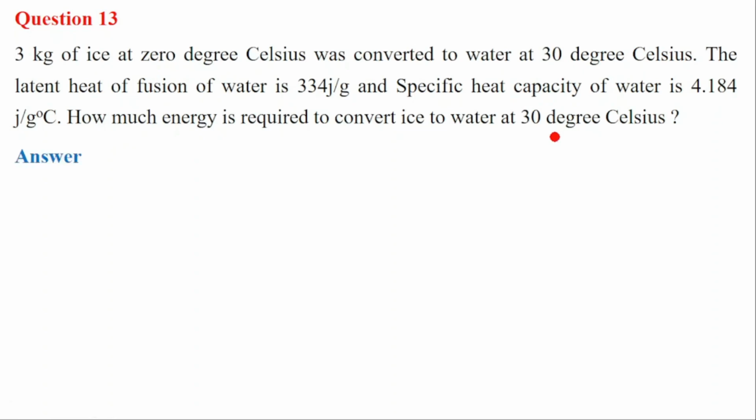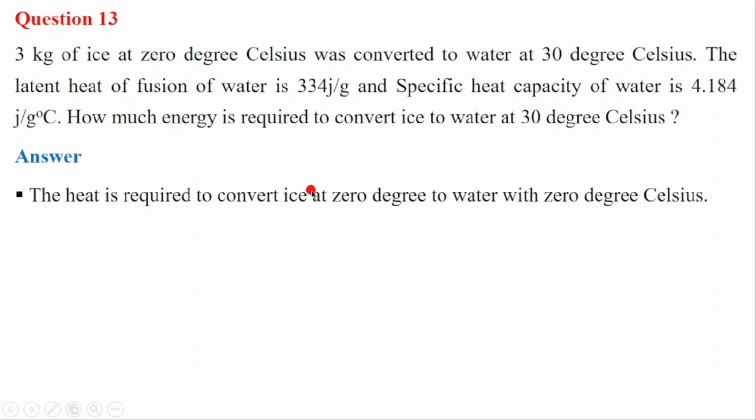Let's go to the answer. Here we have the heat required to convert ice at 0 degrees Celsius to water at 0 degrees Celsius. So we have 3 kg of ice at 0 degrees Celsius, and it will melt to produce water at 0 degrees Celsius. That is the phase change.